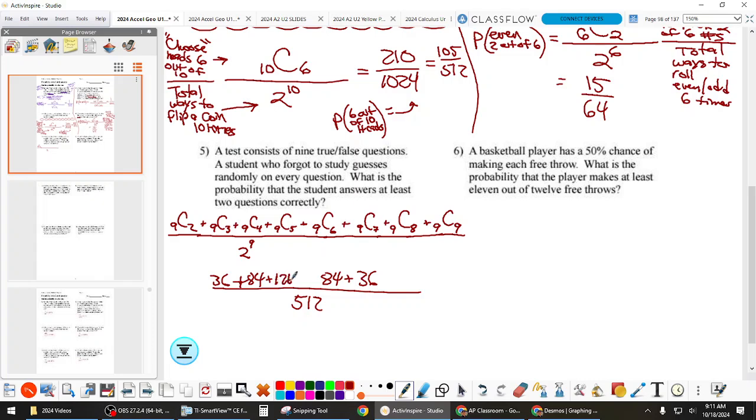126. And then where are we now? 9C8. How about that one? 9 and then 1. Anyway, add all that up. And they all have the same denominator. So what's that total?